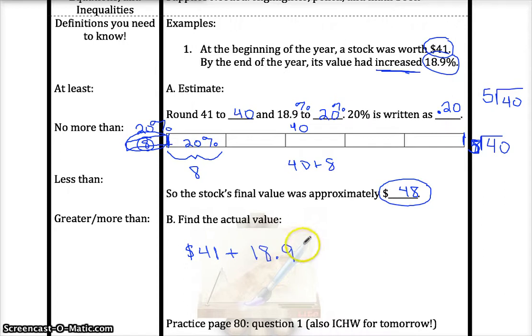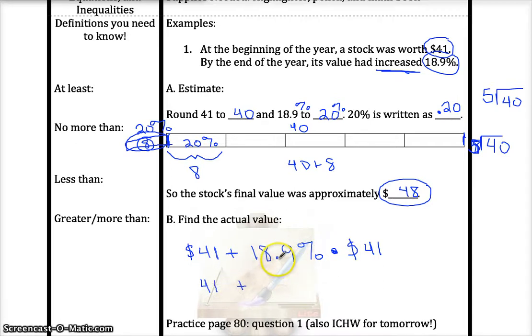But I have a question. 18.9% of what? Of the original value. So of means multiply. There's my multiplication symbol. Of the original value, which was $41. All right, so let's go through and make this a simpler expression because I don't like all these dollar signs and percent signs in my equation. So I'm just going to do 41, that's simple, plus 18.9%.